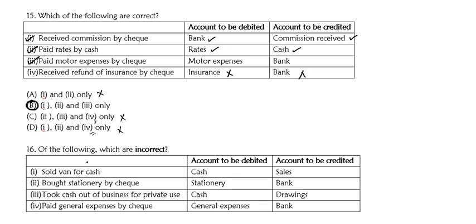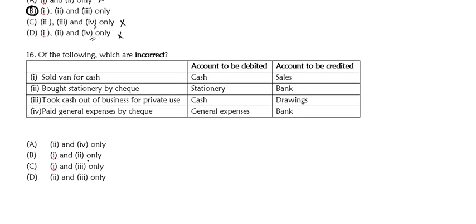C, we're on 16. Of the following, which one is incorrect? Sold van for cash. Account to be debited. Cash. Yes. But not the sales account. You should be crediting the van's account, not the sales account. So sales, we use sales only in case goods have been sold, those goods that were bought for resale. But if it's a non-current asset that has been sold, we cannot record that in the sales account. That's not a sale to the business.